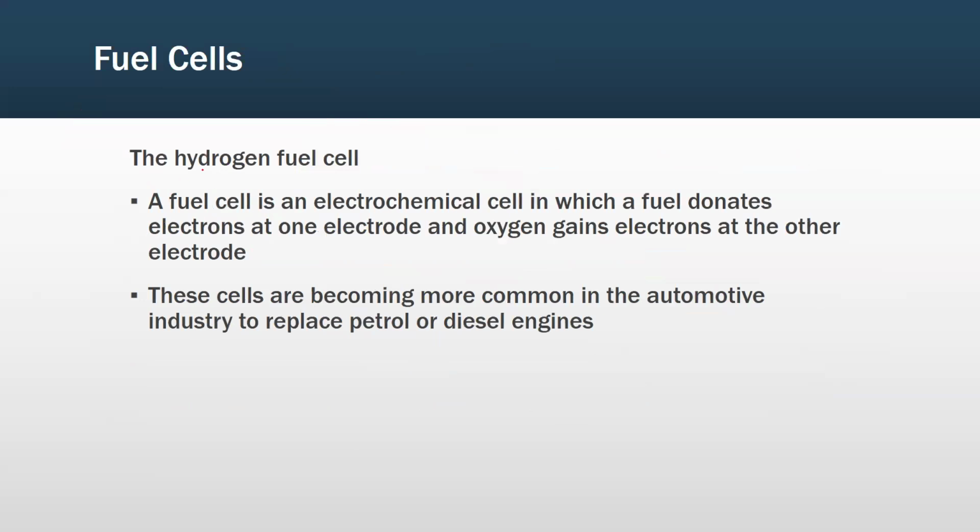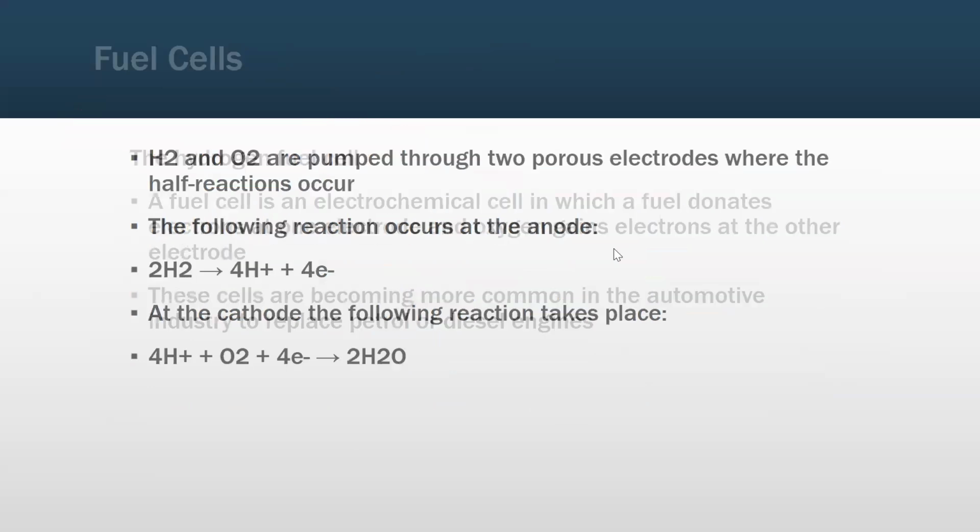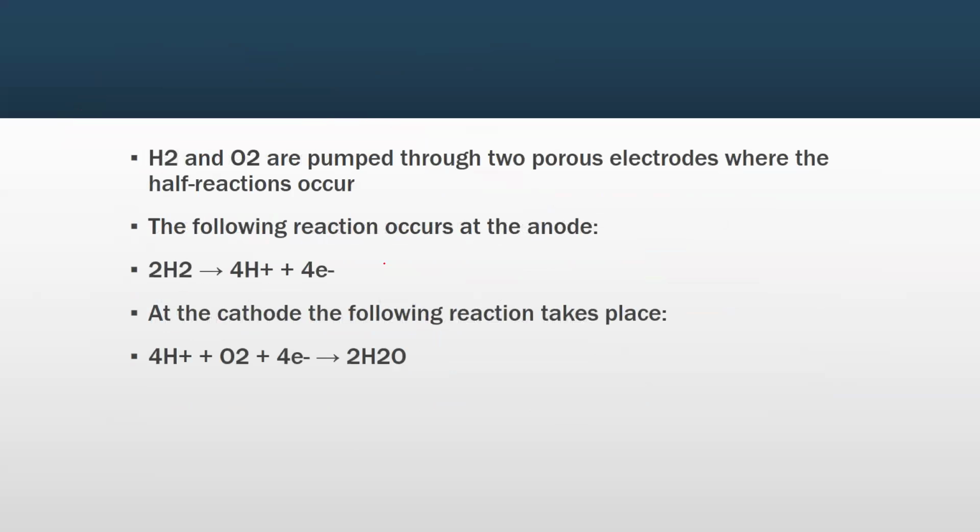Fuel cells की बात करें, hydrogen fuel cell क्या होता है? It's an electrochemical cell in which a fuel donates electrons at one electrode and oxygen gains them at the other electrode. तो आपको दो equations याद रखनी हैं. एक equation you can memorize it.